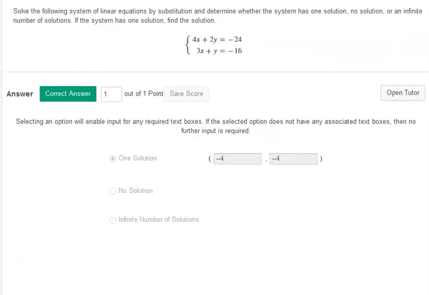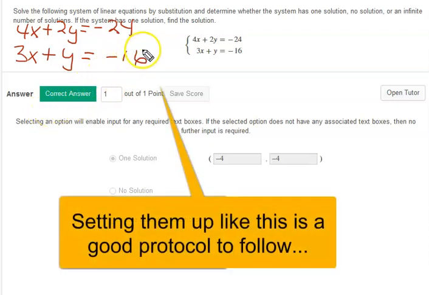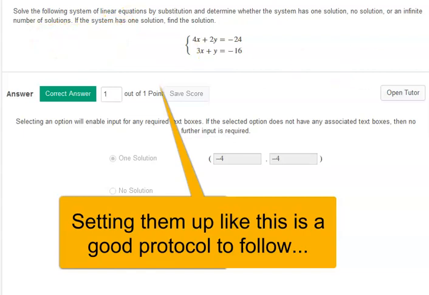Now here they're giving us a system of equations, and let's write them over here. So 4x plus 2y equals negative 24. And this one is going to be 3x plus y equals negative 16. Now we're looking to solve this system to see where the lines might intersect. And the protocol for it is, let's go to a whiteboard.